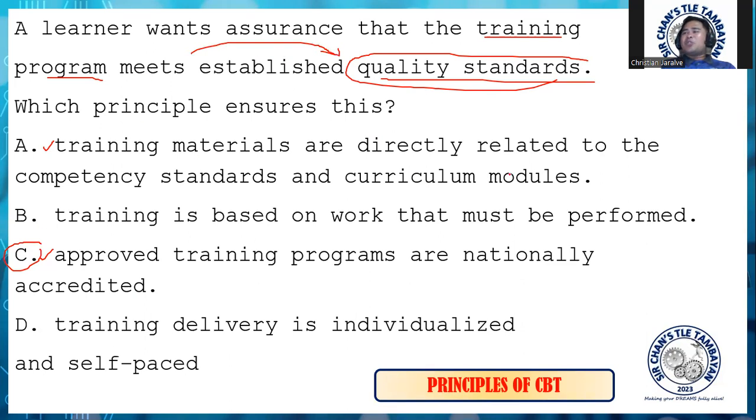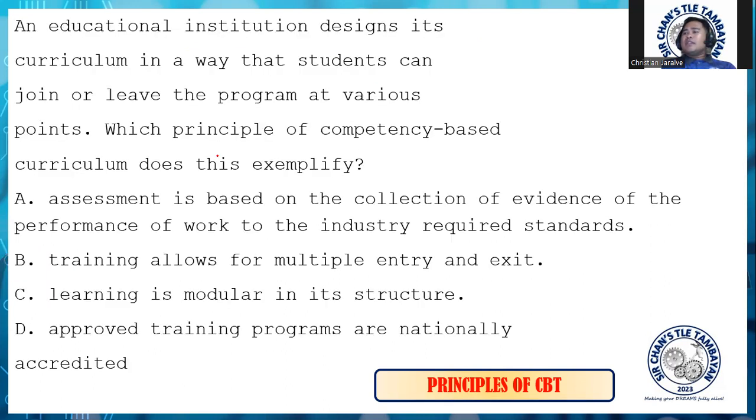Kapag letter A po, focus po siya sa module curriculum natin design, yung training material natin. Now, next. Last question of the night. Eto, an educational institution designs its curriculum in a way that students can join or leave the program at various points. Ito pala ang teachers, oh, join or leave the program at various points. This simply means that the training allows multiple entry and exit.